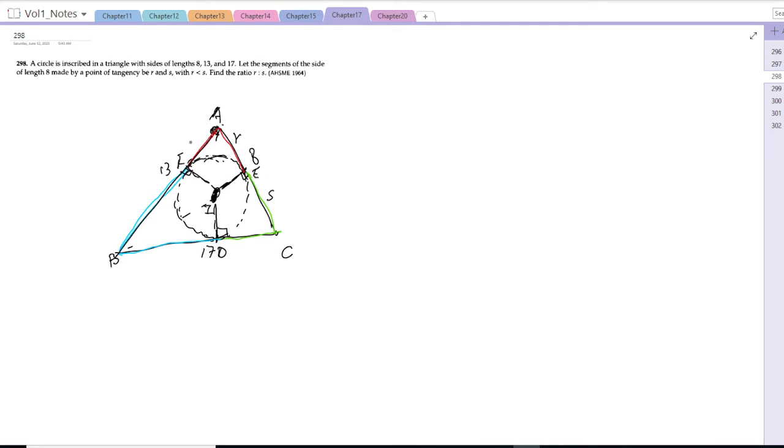So you can see this is the R, right? So 2R is equal to AB plus AC. Take out the cyan one, take out the blue, green one, right? So it's AB plus AC, take out this color and this color, minus BC. So 8 plus 13 minus 17 is equal to 4, right?